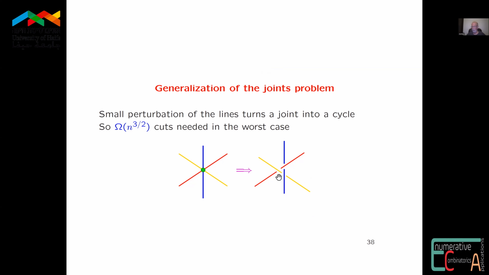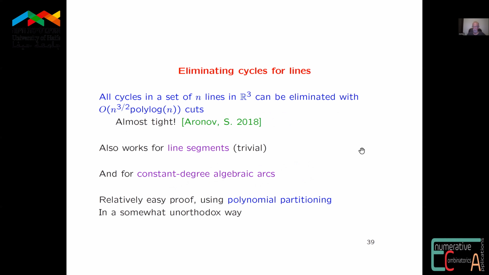A tiny cycle, not always. I mean, you have to choose the shifts in the right direction, but in general, you will get such a cycle. The cycle is very tiny. And to eliminate it, you have to cut it here. Cutting the red line here will not help you. So you need to make at least one cut for each of these tiny cycles, so formerly joints. And since we know that we can have n to the 3 half joints, we get n to the 3 half as a lower bound.